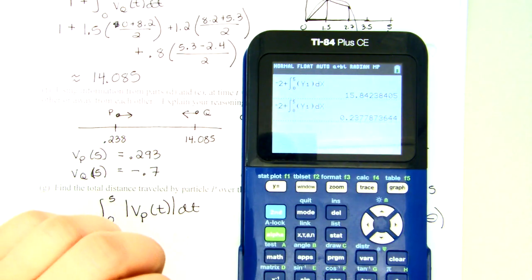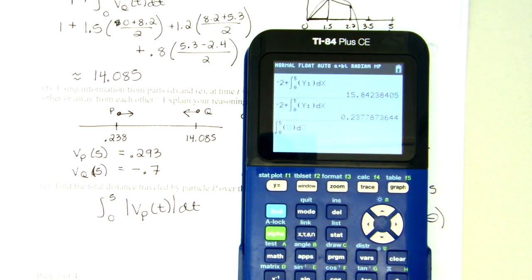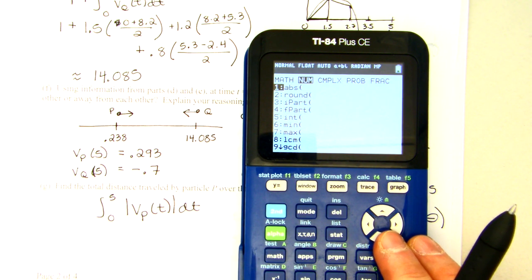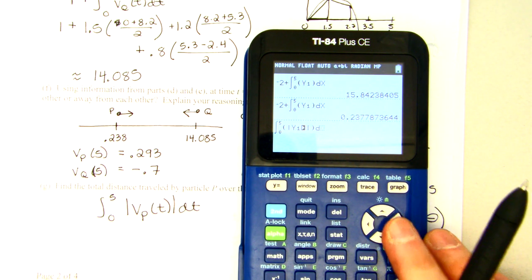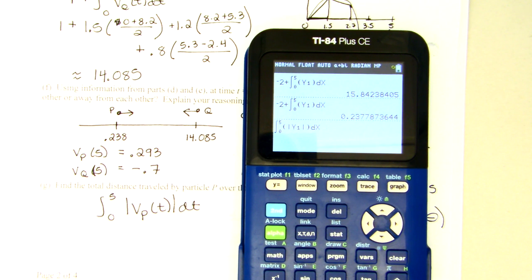I'm going to go and integrate, fnInt, from 0 to 5. Those of you who nodded, how do I do absolute value on here? Math? Aha. Math, number, and that first option, ABS, is the absolute value. I want to integrate the absolute value of y1, and I want to do this problem dx. It's probably going to take longer than normal to do this. The absolute value just makes the calculation harder for the calculator. So we'll wait a little bit and a little more.